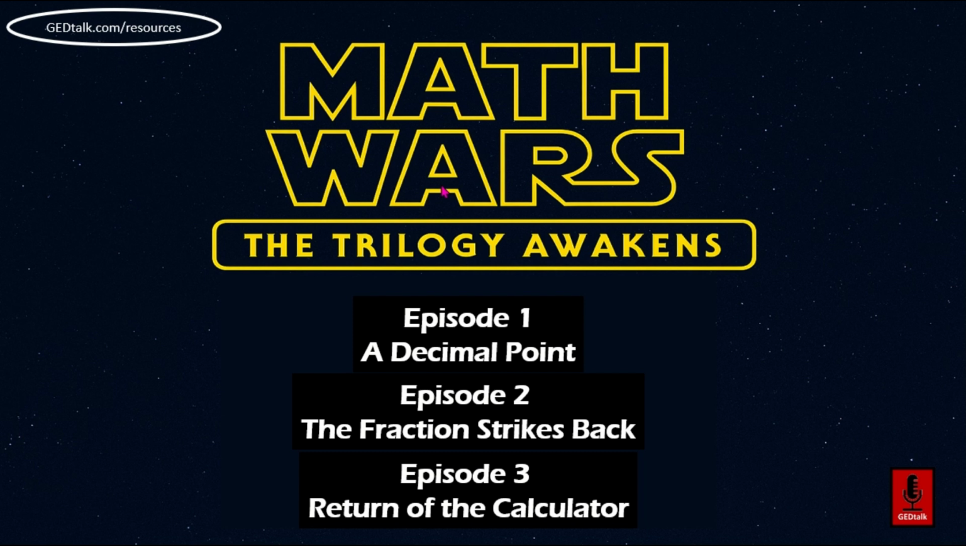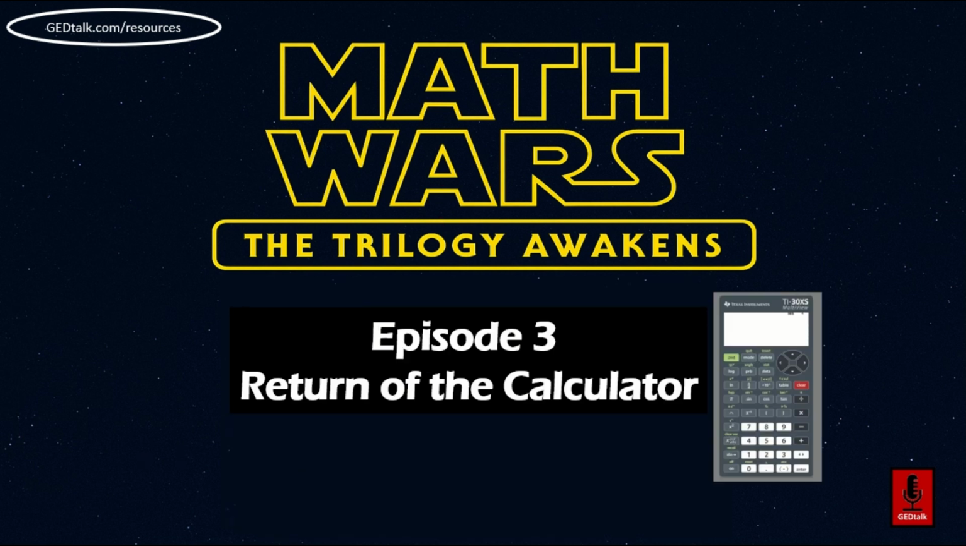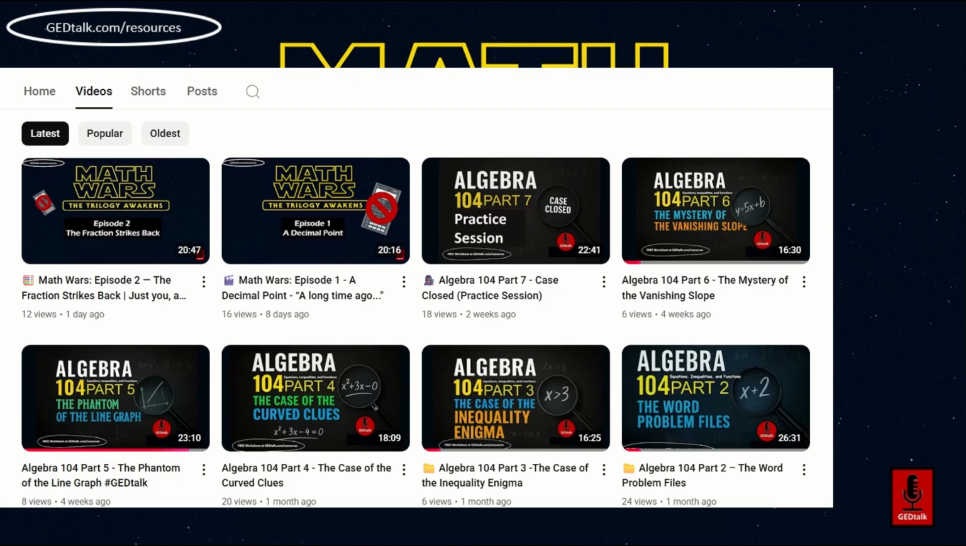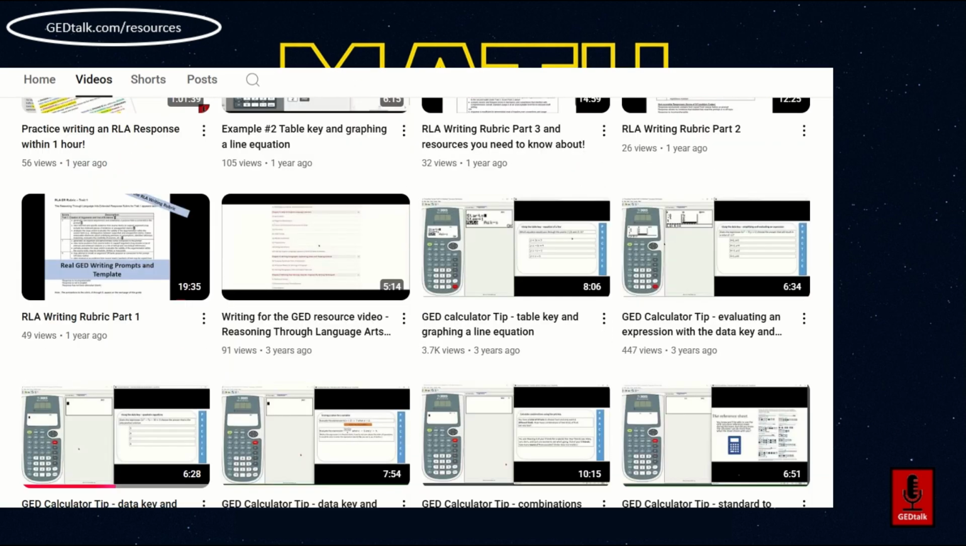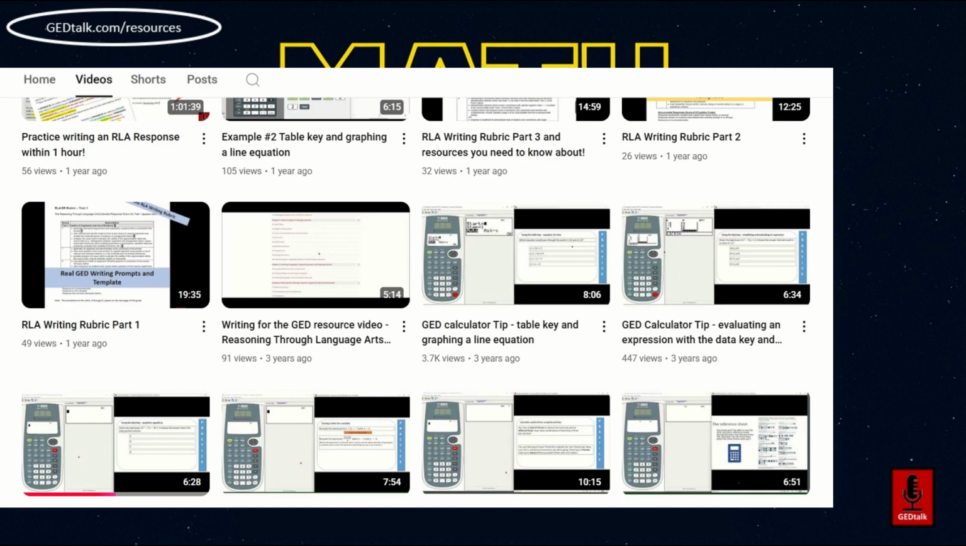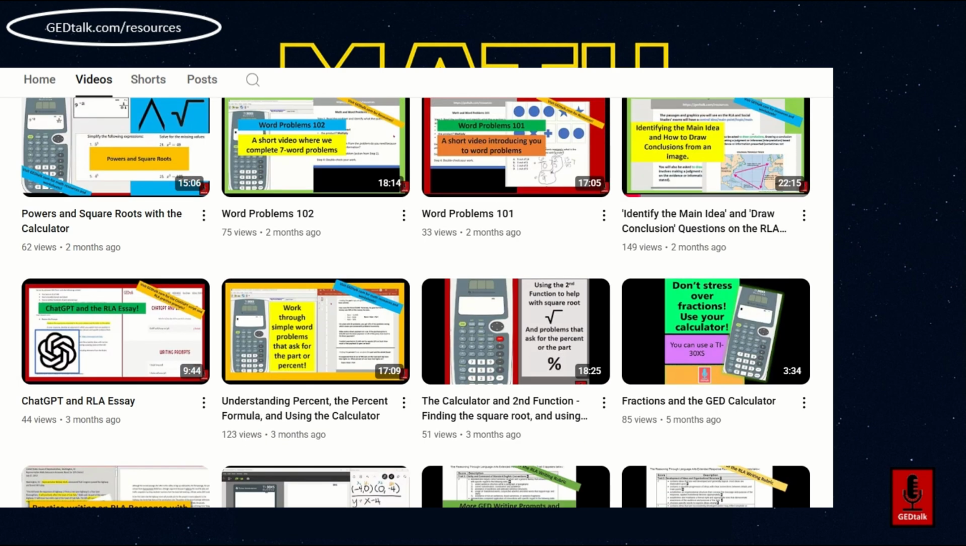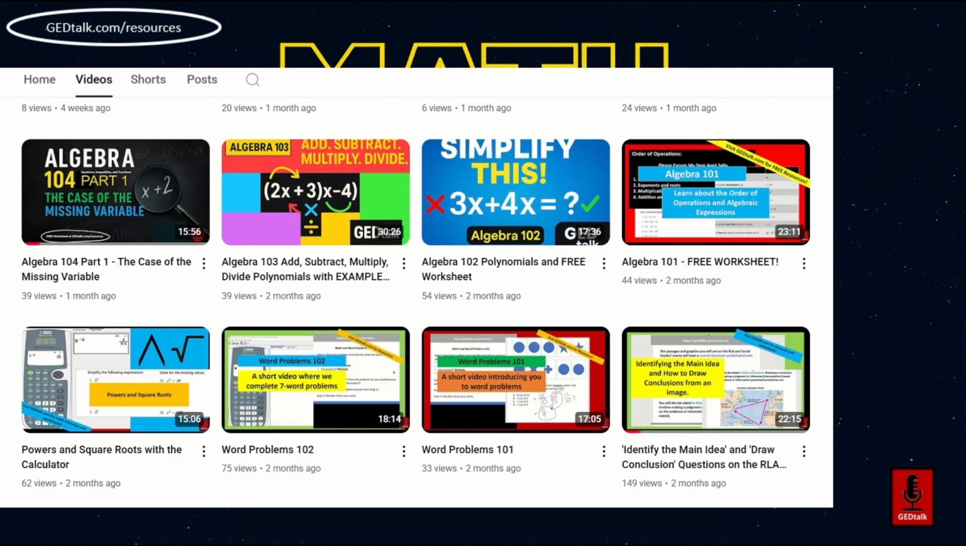So as you can see from your screen, we're in episode 3, the return of the calculator, where we will be using our calculator. And we're going to make sure we know where all the buttons are as far as completing fraction and decimal questions. There are also specific calculator videos that deal with the data key or maybe using the table key to help you with different types of problems. So please make sure you take a look at those.